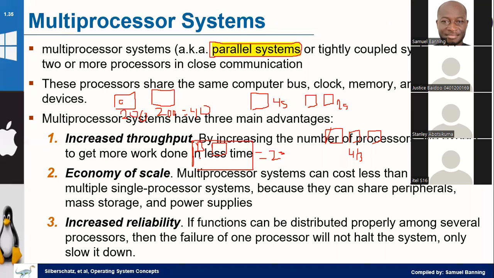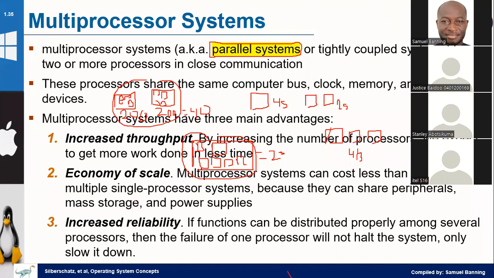Why? Because they are all using the same bus, the same clock, the same power, the same everything. If you bring it to this one, it has its own bus, its own clock, its own peripheral devices. This also has a different clock, a different memory, different peripheral devices. So this in turn becomes more expensive than when you put multi-processors together.